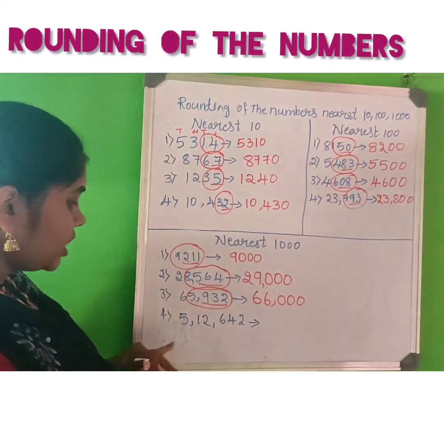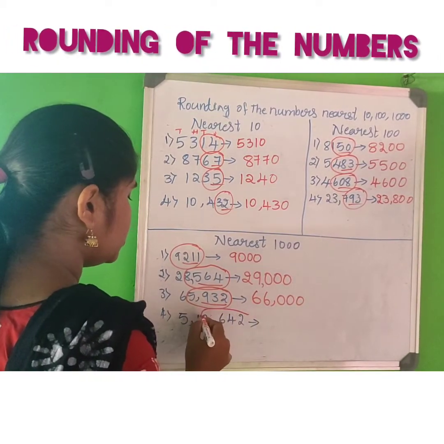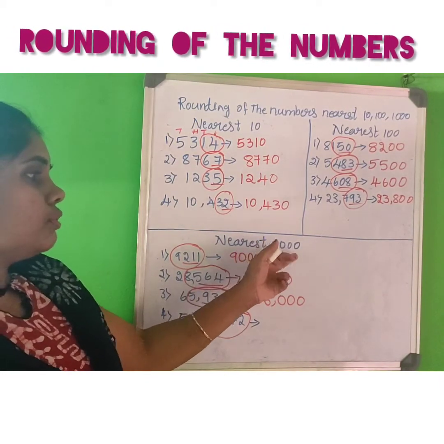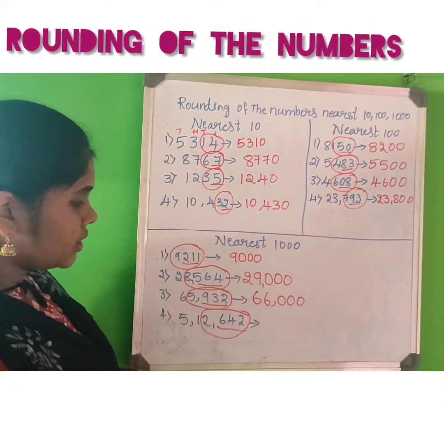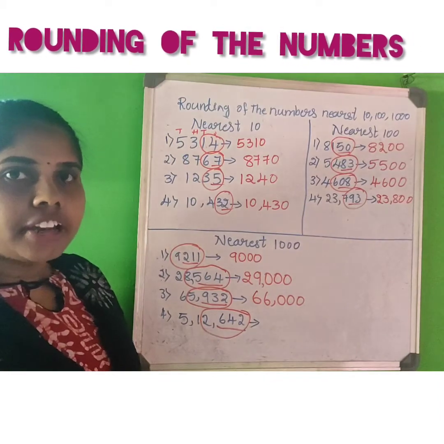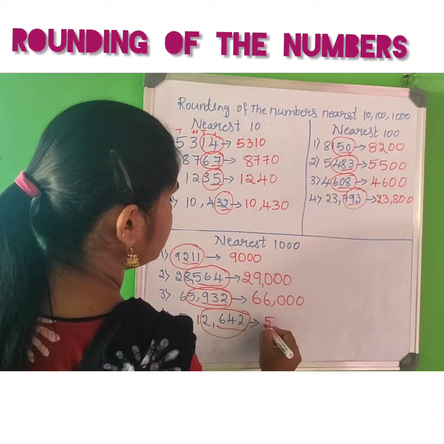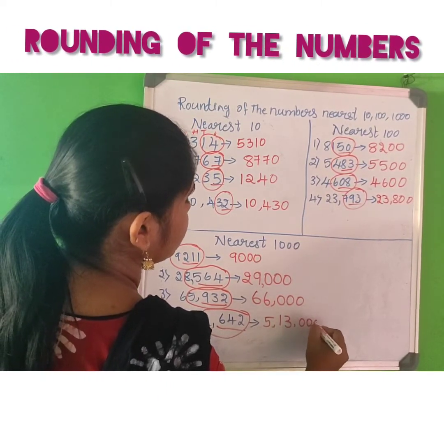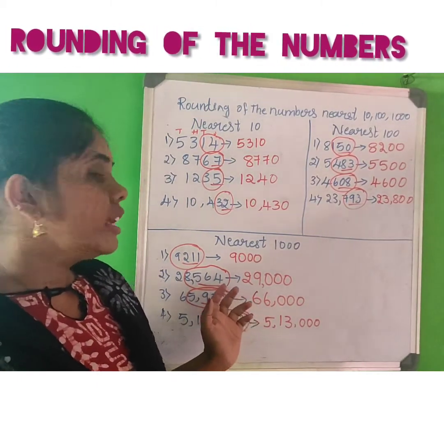Last problem, 5,12,642. In that, you concentrate on 2642 because we are rounding off nearest to 1000. So now mark the 100 place, that is 642. It is above 500, again left hand reference rule. So you have to change the 1000 place, which means 5,13,000 is the answer. This is how we round off nearest to 1000.